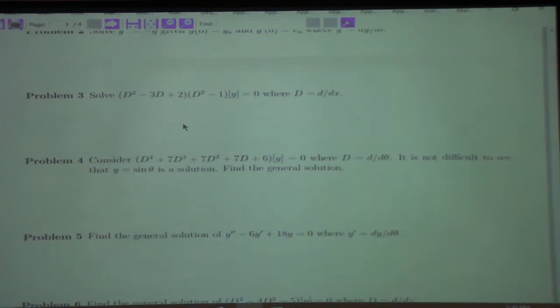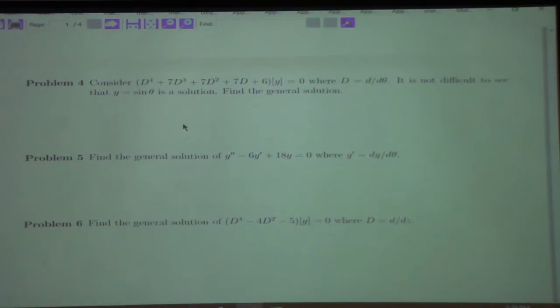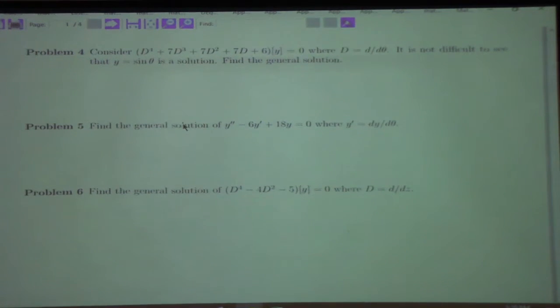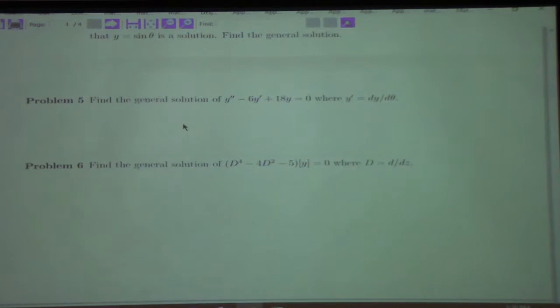Again, you write down the characteristic equation. You go back to our compendium of results, which you should be trying to internalize. There are 3 cases: distinct roots, repeated roots, complex roots. What do you do in each case? How do you write down the solution? Find the general solution. Oh, look at this.